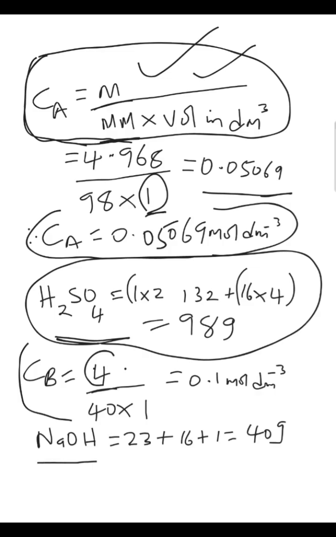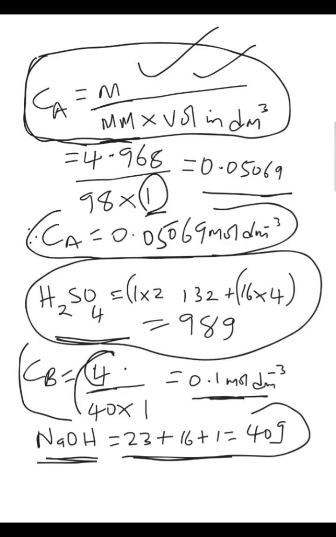So this is the base, sodium hydroxide. This is how to get the molar mass of the base, and that gives us 40 grams. If I go back to this equation, I have 4 over 40 times 1, and that gives me 0.1 mole per dm cube. So the Cb, the molar concentration of the base, is 0.1 mole per dm cube.